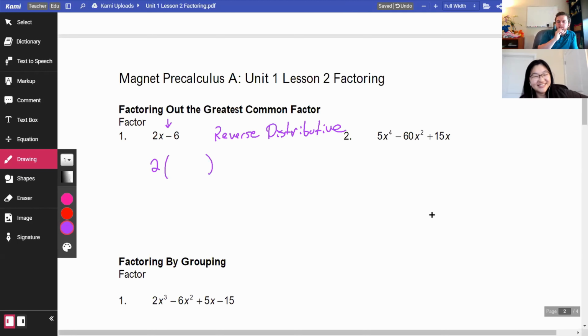All right, so we got 2x minus 6. I want to do reverse distribution. So I write the 2 out here because we've established that that's the greatest common factor. What times 2 gives me x?